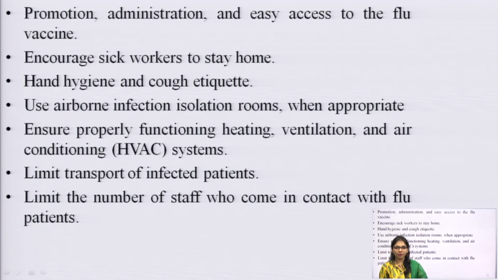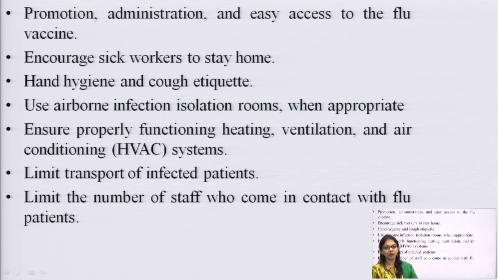First is the promotion, administration and easy access to the flu vaccine, that is the live and the killed vaccine. The killed vaccine is 0.5 ml for adults and 0.25 ml for children. The route is subcutaneous and the site of action is the deltoid region. Revaccination is given every year for influenza. The live vaccine is a freeze-dried live vaccine, and revaccination for the live vaccine is also done every year, but the route of administration for the live vaccine is intranasal.